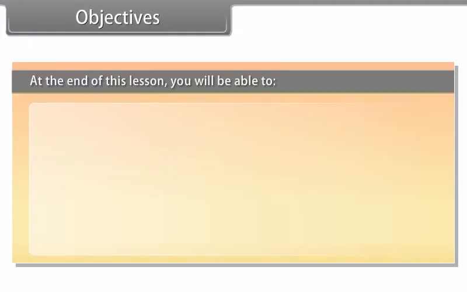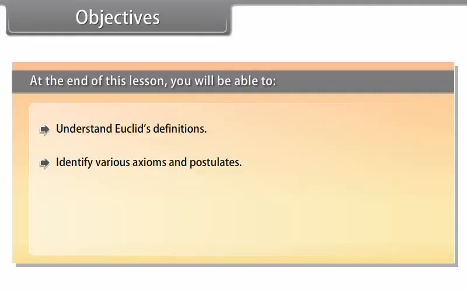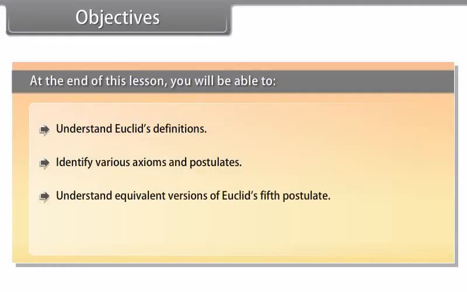Objectives. At the end of this lesson, you'll be able to understand Euclid's definitions, identify various axioms and postulates, understand equivalent versions of Euclid's fifth postulate, and solve examples related to Euclid's axioms and postulates.